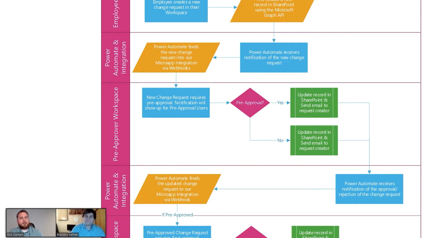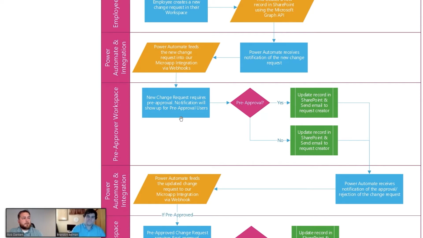So after a change request has been received, it requires pre-approval from a distinct group of users. After pre-approval, it requires final approval from another group of users. And after final approval, it will go back to the creator. So in this case, the new change request requires pre-approval.